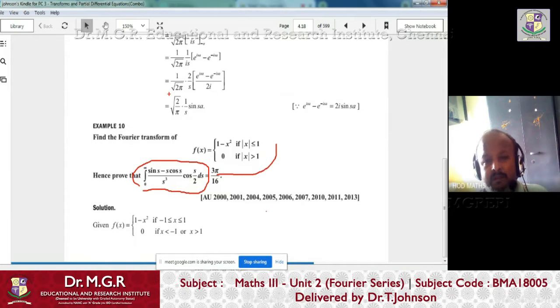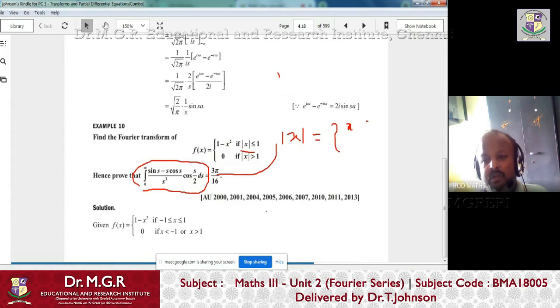Before moving on to the problem, one or two things I want to tell you about the mod function. What is the mod function? Here, f of x is defined as 1 minus x square in the interval mod x less than or equal to 1. What is the meaning of mod x? Mod x is a function of x. Even mod x itself is a function, right? So just like f of x equals 1 minus x square, mod x itself is a function.